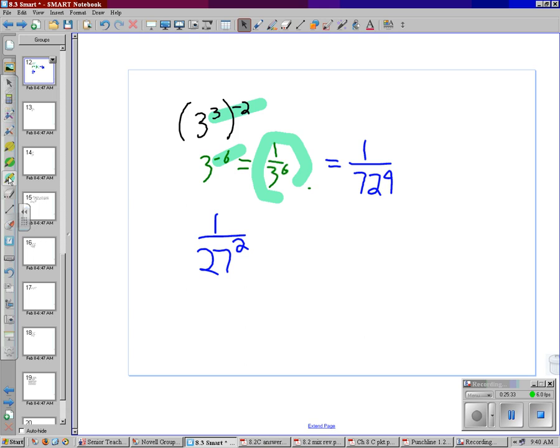Now we got to finish it out. And you'd have to take 27 times 27. I can actually do 3 of the 6 in my head. Okay, 3 times 3 is 9, 3 times 3 is 9, 3 times 3 is 9. I know 9 times 9 is 81, and 81 times 9 is 729.